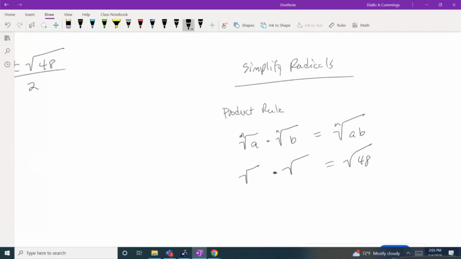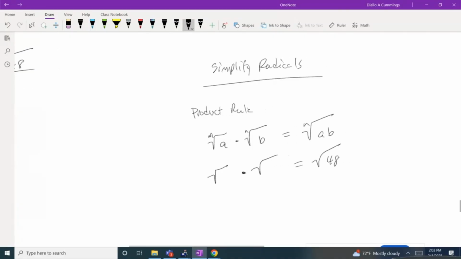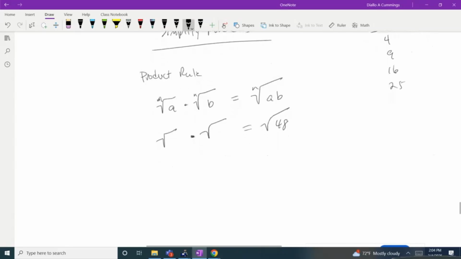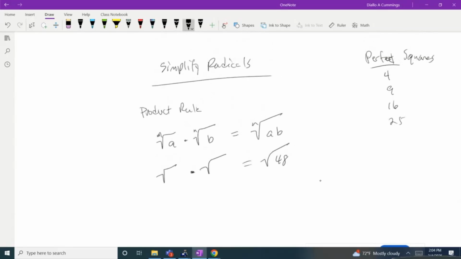So like if I look at my perfect squares: 4, 9, 16, 25. These are called perfect squares. So the square root of 4 is perfectly 2, the square root of 9 is 3, the square root of 16 is 4, the square root of 25 is 5, right? That'll keep on going.